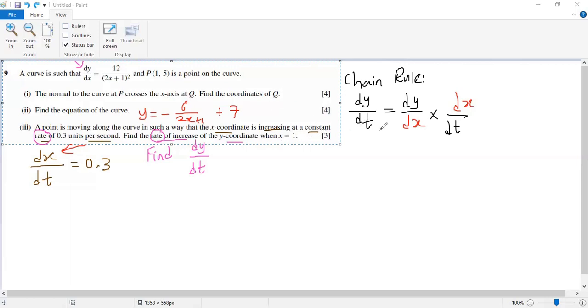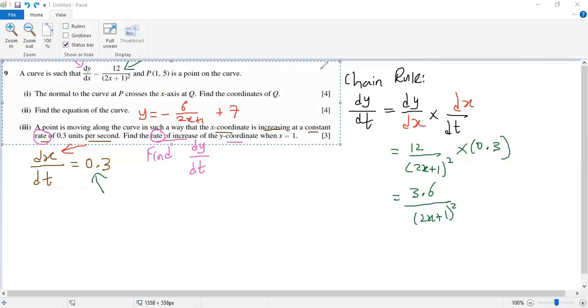Then what we do is we substitute dy/dx, just pick it up from here. This was given as 12 over (2x plus 1) whole squared. For dx/dt, we pick it up from the newly given value, which is 0.3. That means I just need to multiply 12 times 0.3, which becomes 3.6. So I write 3.6 over (2x plus 1) squared. It varies with respect to x, and therefore there's only one more step left.